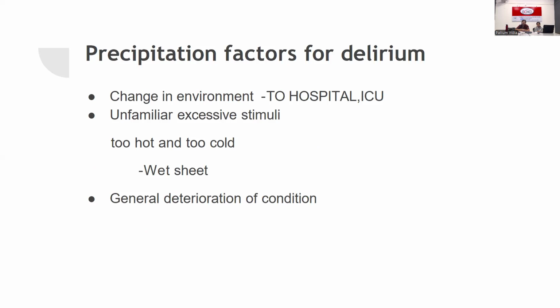Precipitating factors for delirium: change in environment, to hospital or to ICU. This is very important, as we told. Why in the hospital do we have so many patients having delirium? This is because of the change in environment. This is the reason why we always try to promote patients to be at their house, to be very comfortable. For at least most of them, their home will be home sweet home, right? They'll be very comfortable at their house.